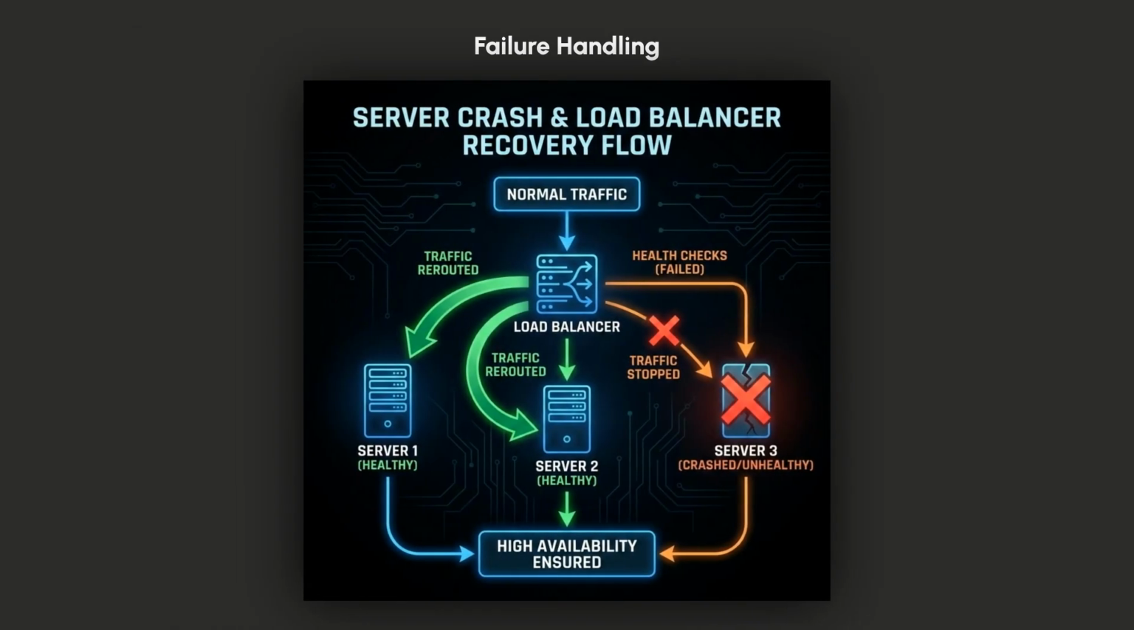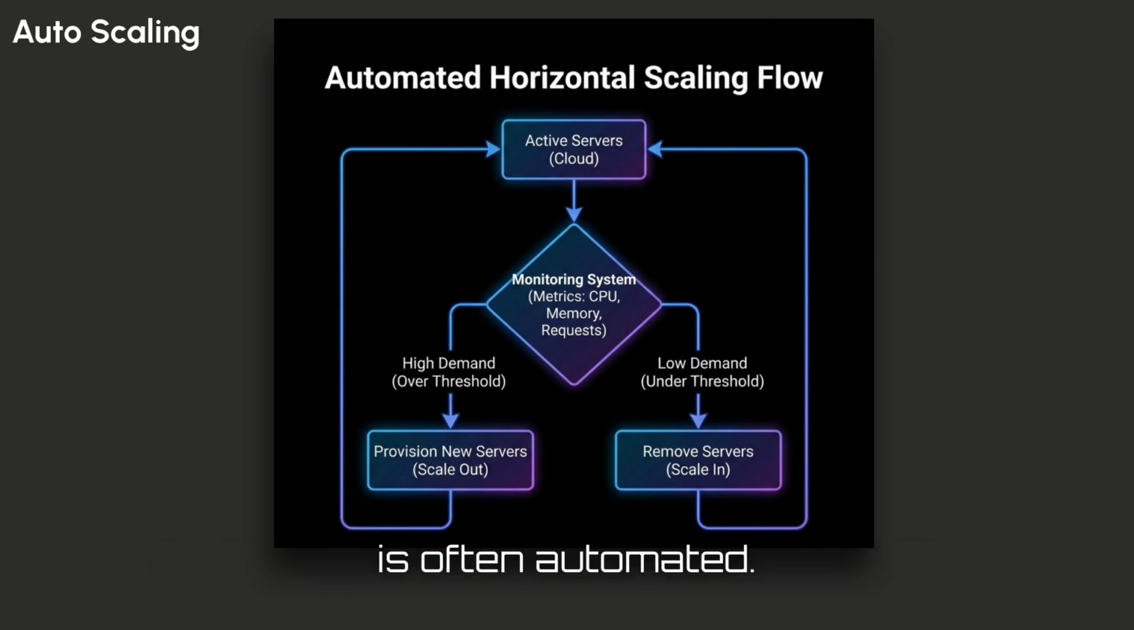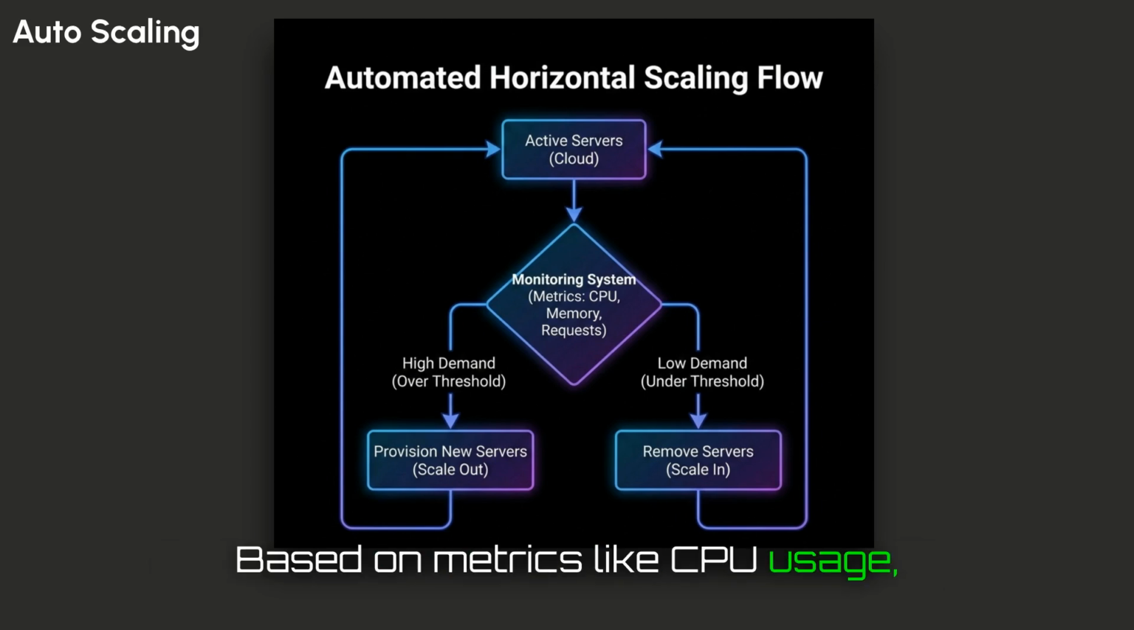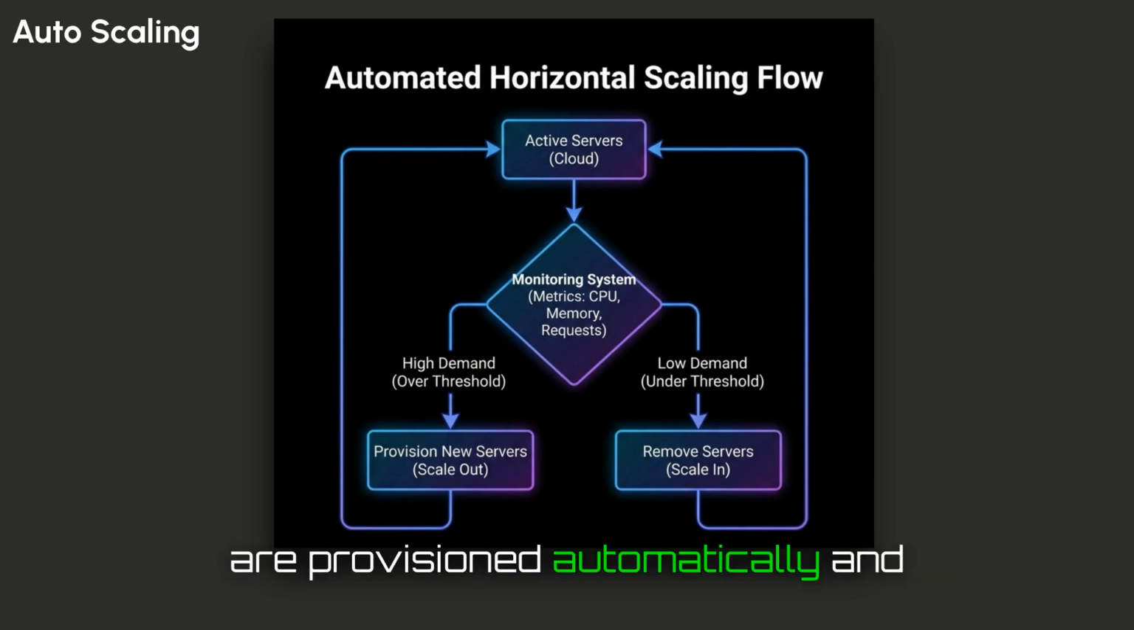If a server becomes unhealthy or crashes, the load balancer detects this through health checks. Traffic is immediately stopped for that server and rerouted to healthy instances, ensuring high availability, similar to Kubernetes used with Docker. In cloud environments, horizontal scaling is often automated. Based on metrics like CPU usage, memory, or request rate, new servers are provisioned automatically and removed when demand decreases.